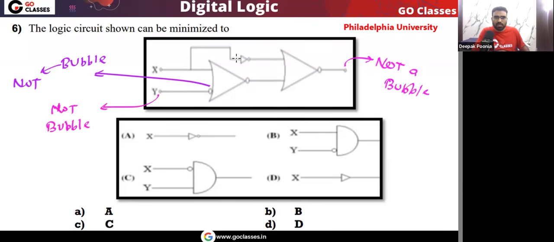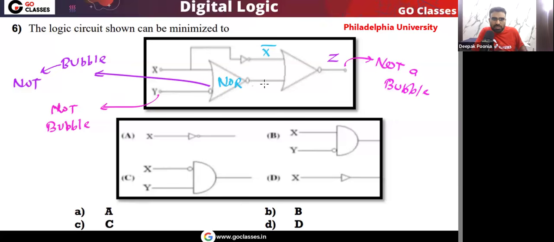Okay, very simple. Now let's see what the output of this logic circuit is. Here you can see this is the inverter, so here we will get X bar. Next, you can see this is the OR gate. Here one of the inputs is Y bar, another input is X. And remember, this is actually not an OR gate, this is a NOR gate, because there is a bubble here.